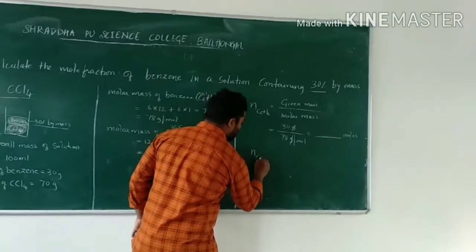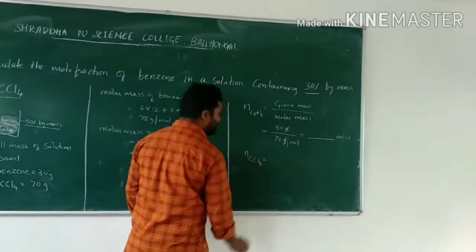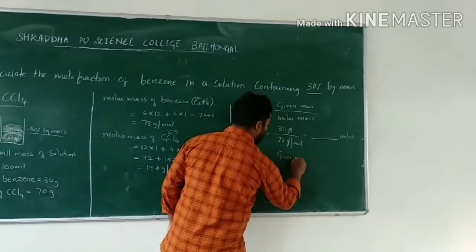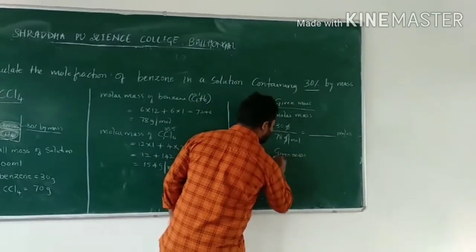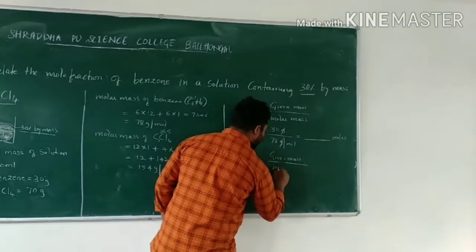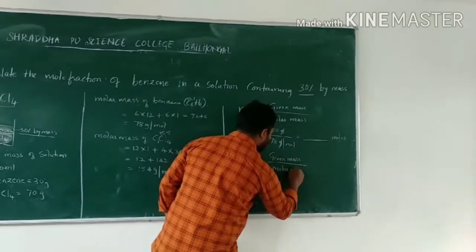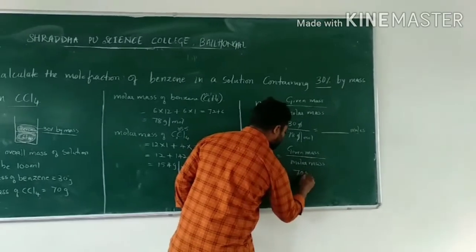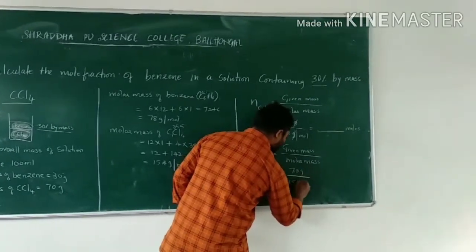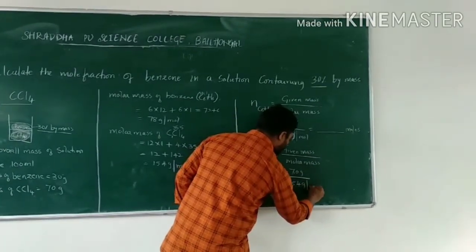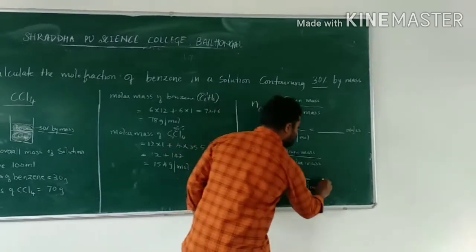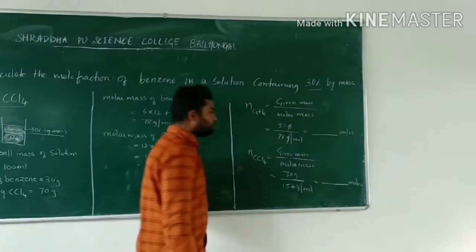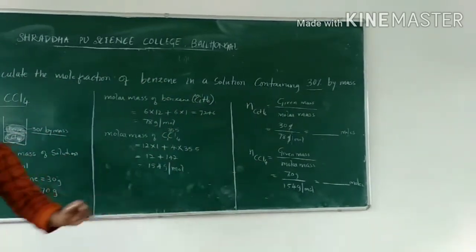Similarly, number of moles of CCl4 is equal to the given mass of CCl4 divided by its molar mass. So therefore given mass is 70 grams divided by 154 gram per mole. So this is equal to that many moles. Okay, you can easily calculate that.